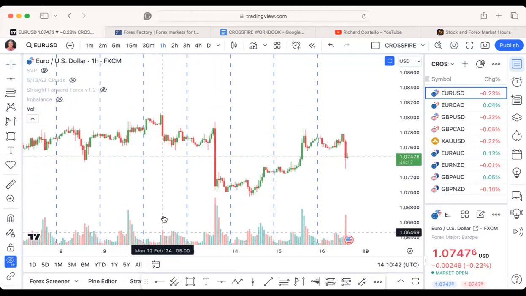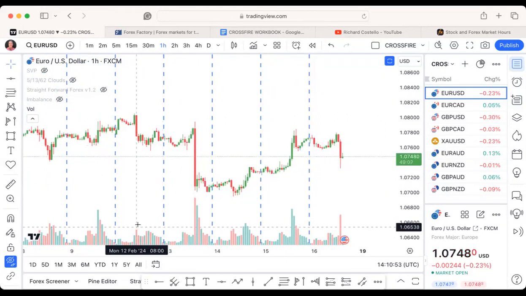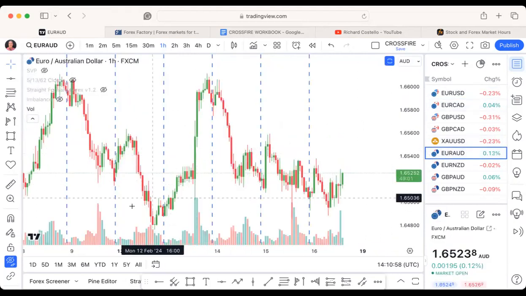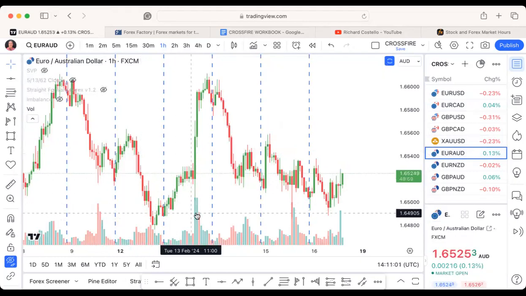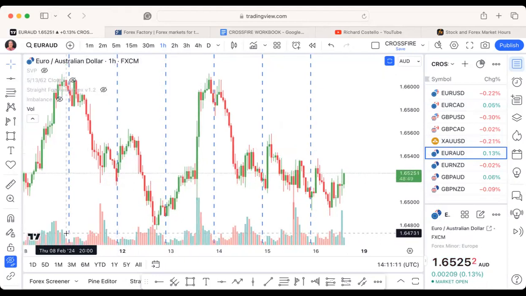The only reason we do Crossfire 6 till 8 is because we're doing the handover from the Asian market to the London market. And there is a little bit of movement, as you can see. Well, we're on the wrong pair there, but Euro AUD. Again, they tend to peak at sort of 1 till 2, but there is some movement.